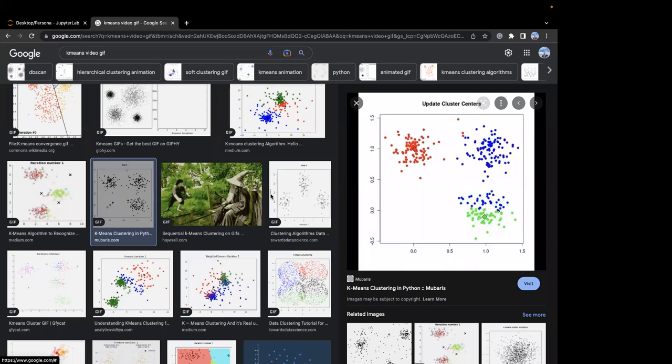The distance from the previous center to the new center, if it is less than 0.001, which is my tolerance value, I will no longer do the updation. I will stop the algorithm. Any questions? Anyone else? Did everyone understand the basic logic of clustering?